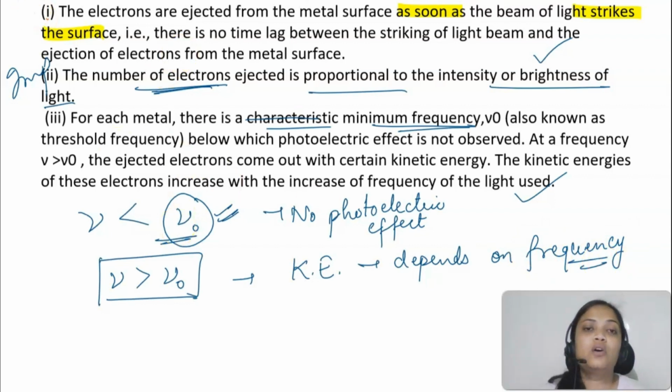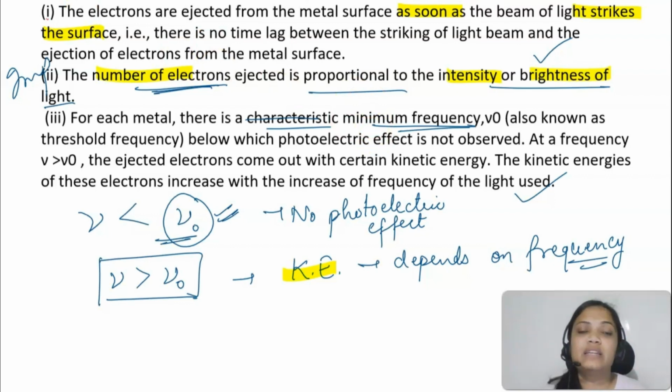Okay, but according to your classical theory or the wave nature, the intensity of light that we are putting on the metal, its energy content depends on the brightness of light only. So according to that theory, the number of electrons and the kinetic energy, both should depend on the brightness of light. Although the number of electrons depends on brightness of light, the kinetic energy is not depending on the brightness of light. So this thing could not be explained by your wave nature.